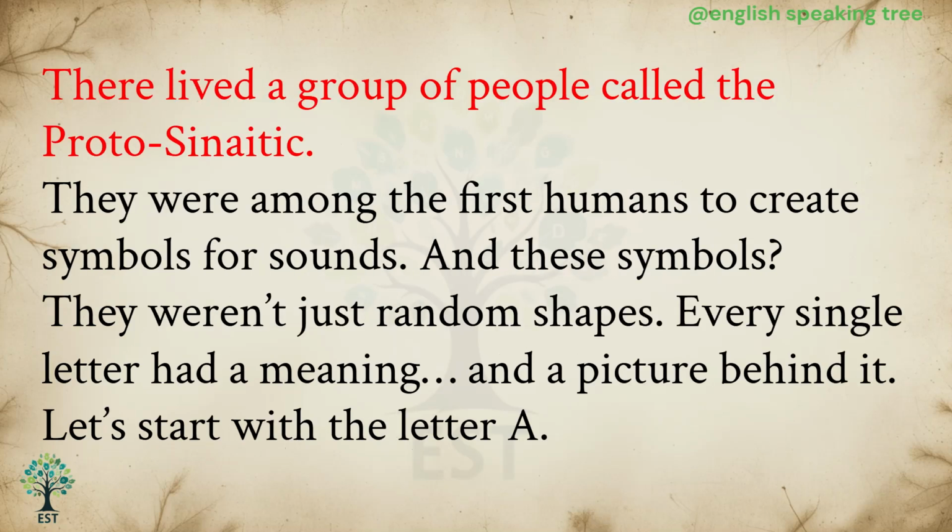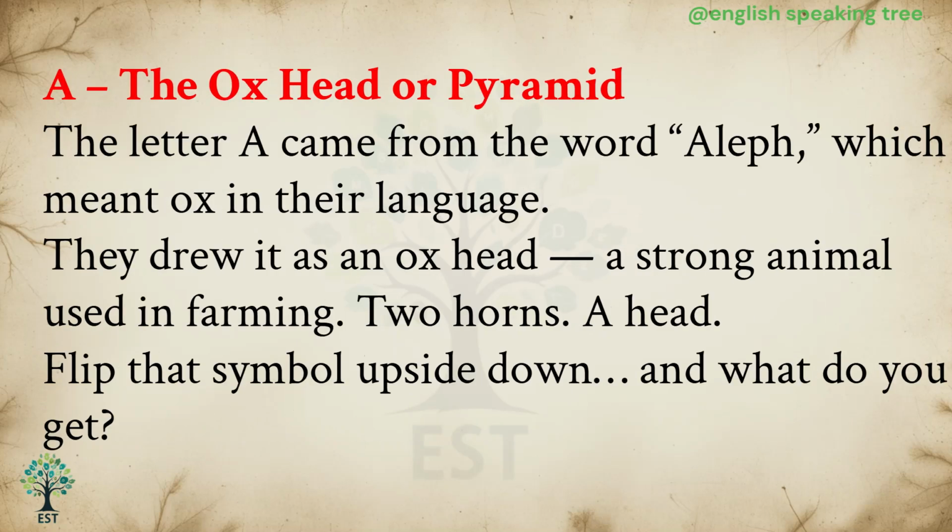There lived a group of people called the Proto-Semitic. They were among the first humans to create symbols for sounds. And these symbols? They weren't just random shapes. Every single letter had a meaning and a picture behind it. Let's start with the letter A, the ox head or pyramid.